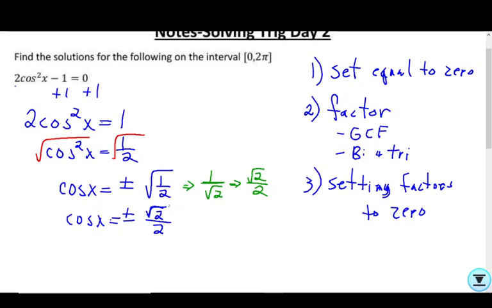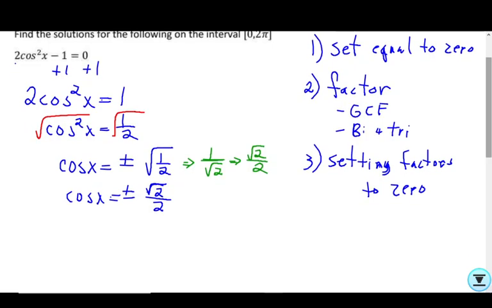So now that I've got the solutions I'm looking for, I have to use the unit circle. So we go to our unit circle and we say, okay, where is cosine square root of 2 over 2? We use our reference angle in our first quadrant. In the first quadrant, what angle is cosine root 2 over 2? And that's at pi over 4.